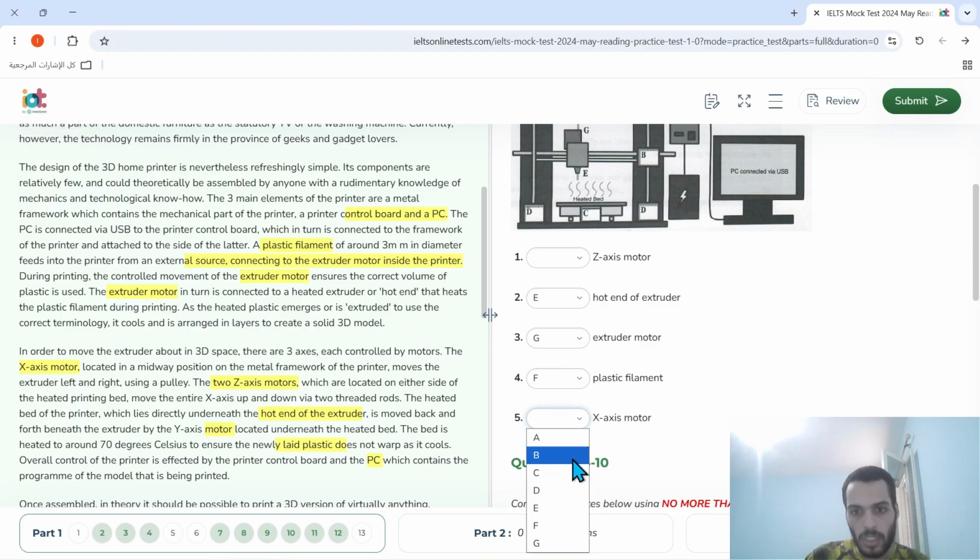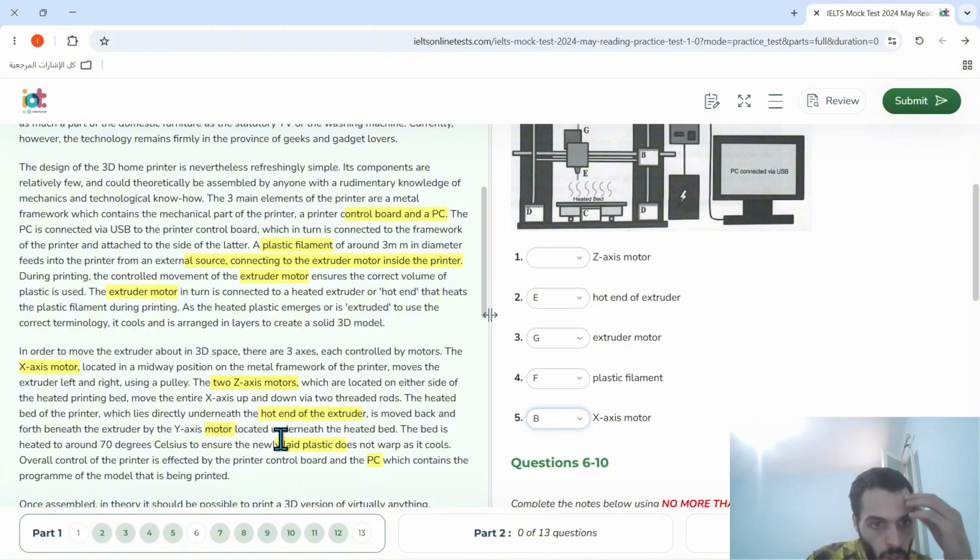Midway position. So this is B. Z-axis motors, which are located on either side of the heated printing bed. On either side. So it's in D. This is D. Okay.